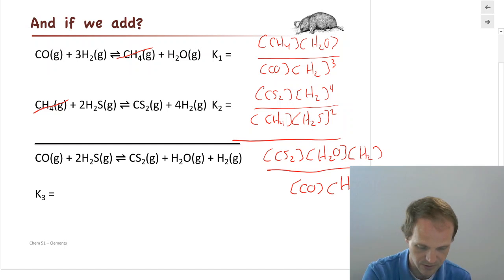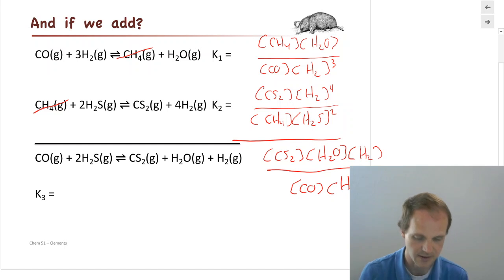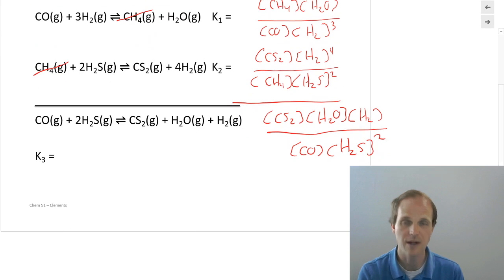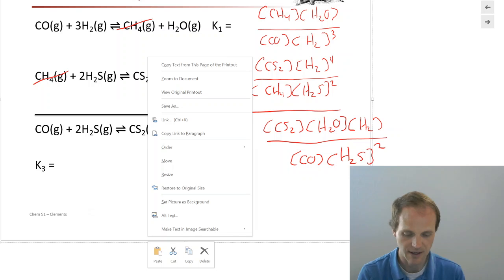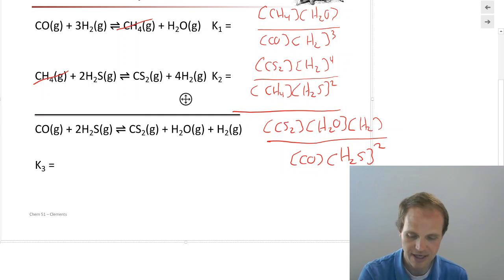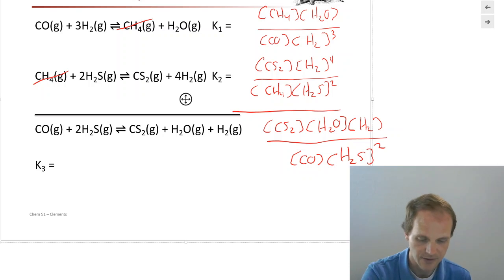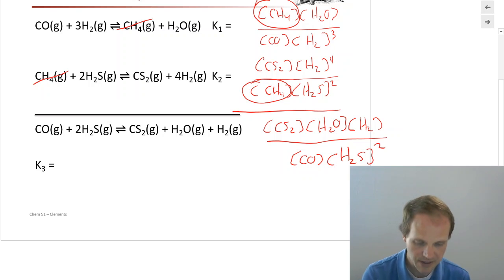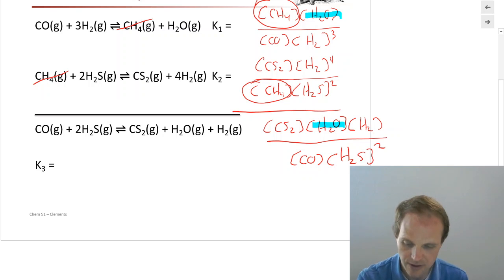I get a K of concentration of CS2, concentration of H2O, concentration of H2 over the concentration of CO, concentration of H2S squared. You might be looking at those three different K values and thinking, I don't see a whole lot of relationship between them. They look very different to me. But let's check it out. We know CH4 dropped out, right? So somewhere this guy dropped out and this guy dropped out in our final expression when we added those. But H2O appears in the numerator here as a single order, and in the numerator here as a single order.